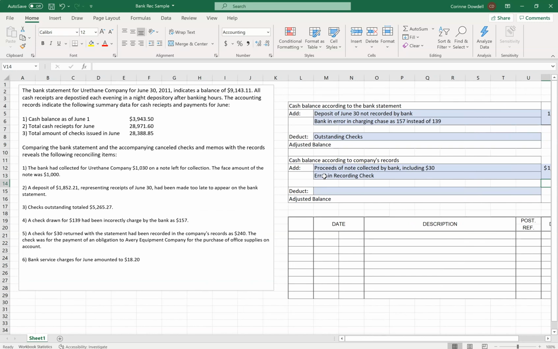And then the last one, bank service charges for June amounted to $18.20. So that's money that came out of our account that we were unaware of, so we need to adjust our balance.